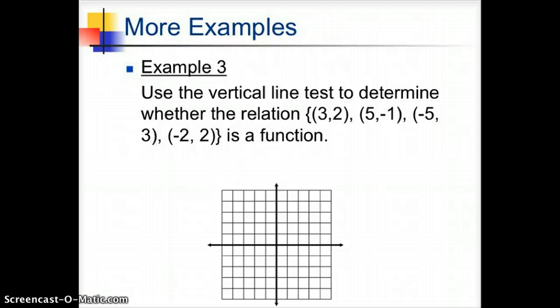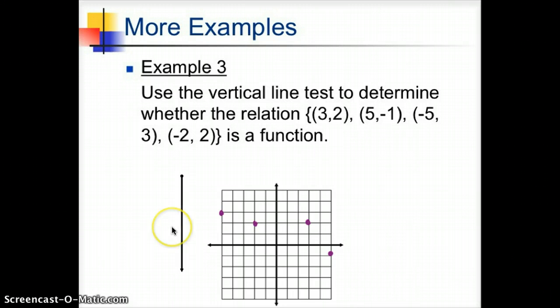All right, so let's try this one. You try this one on your own, and I will also plot it out, and we'll check. So we're going to graph these points, and I want to see if it's a function: (3, 2), (5, -1), (-5, 3), (-2, 2). Okay, so if I'm looking at a vertical line, I might be able to see it. Let me just make a vertical line really quick.